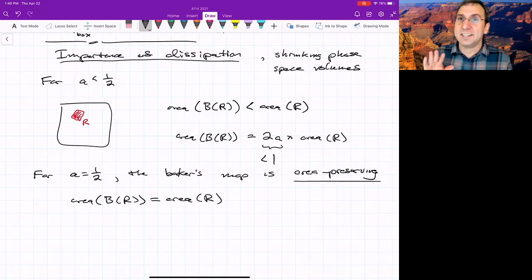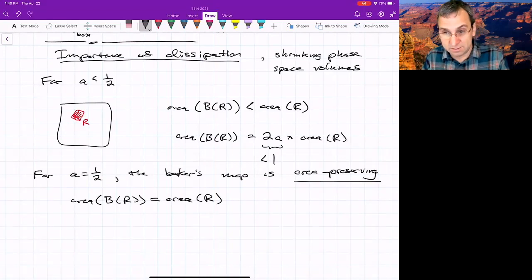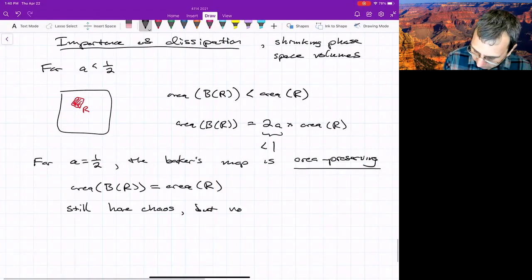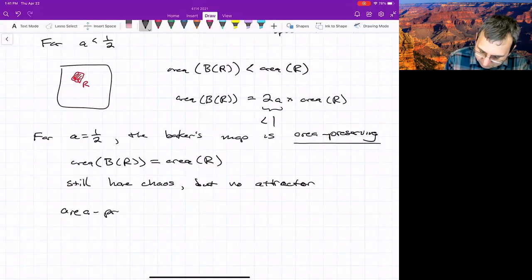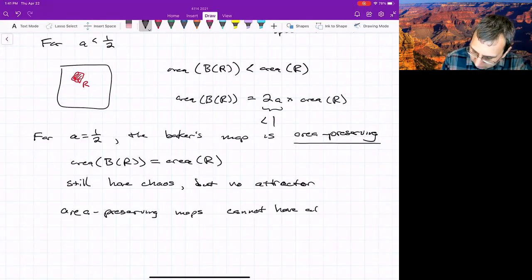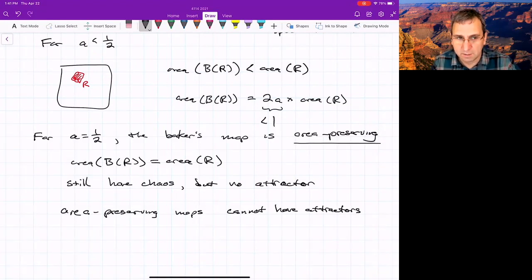So you could have chaos in a system like the solar system that doesn't have dissipation. Phase space volume stays the same, but it could get stretched and folded. It's getting stretched and folded in such a way that things never collect onto an attractor. Still have chaos, but no attractor. In fact, area preserving maps cannot have attractors. And this isn't just for 2D. If I had an n-dimensional map that preserved n-dimensional volumes, I wouldn't have an attractor. There'd be no attractor, but I could still have chaos.